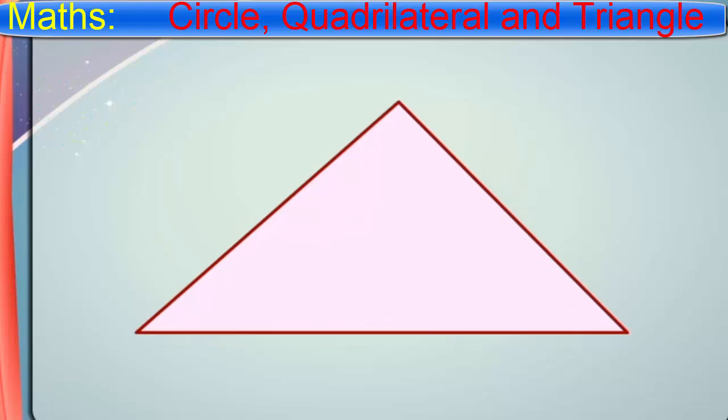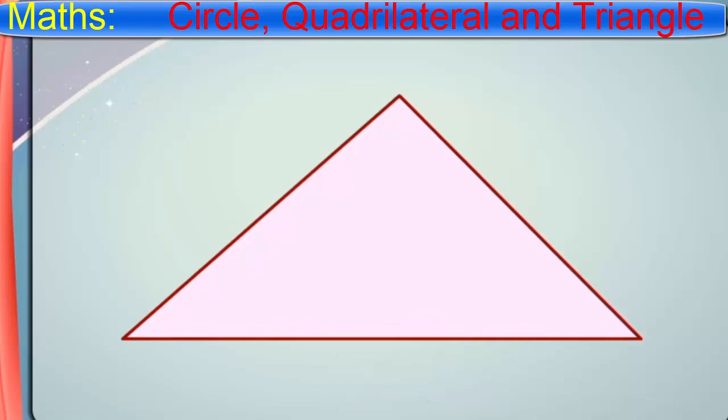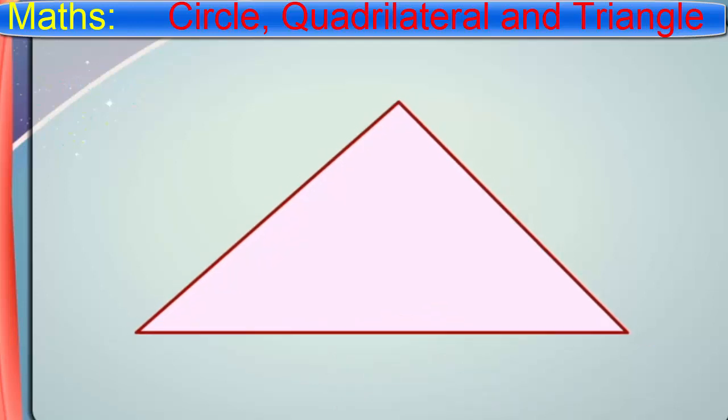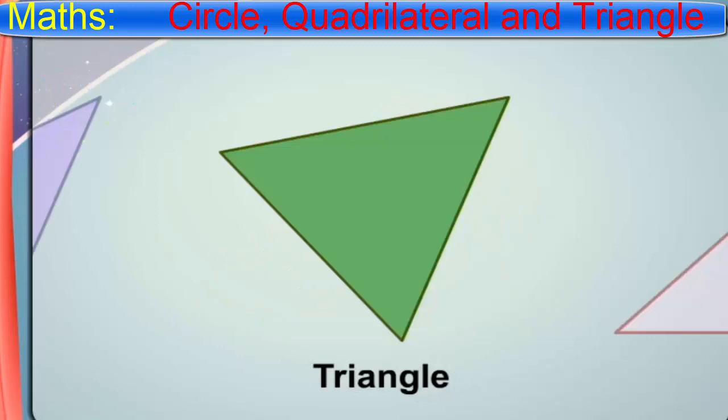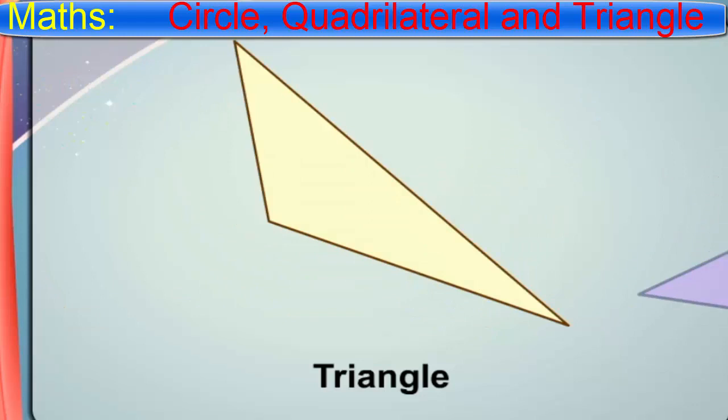Now look at this figure. Is it a circle? No, it is not a circle. Is it a quadrilateral? No, it is not. It is not a quadrilateral. You're right. This figure is neither a circle nor a quadrilateral. This is a triangle. This is also a triangle. This is a triangle and this is also a triangle.